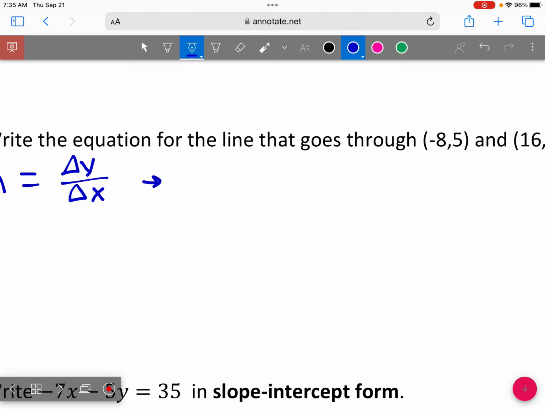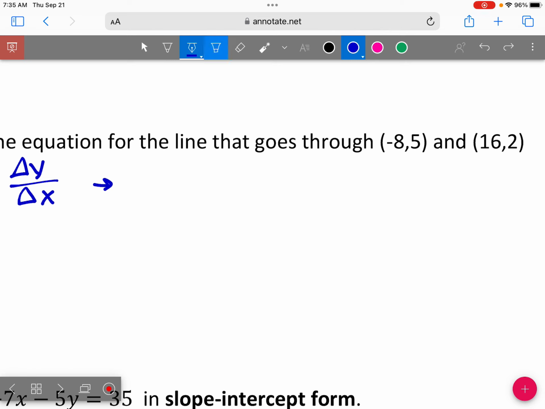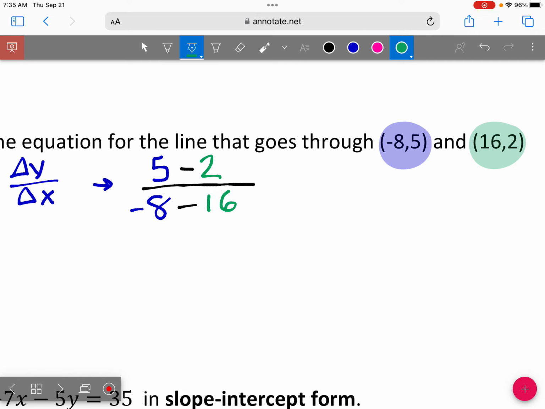So we take and find the difference of our y's. So I'm going to do 5 minus 2. In fact, let me color code stuff. So I will do this point blue. I will do this point green. So I'm going to take my 5 minus 2, the y values from those 2 points, and -8 minus 16. We do not crisscross. The blue point stayed together, the green point stayed together. They've got to be twinsies, matched up.